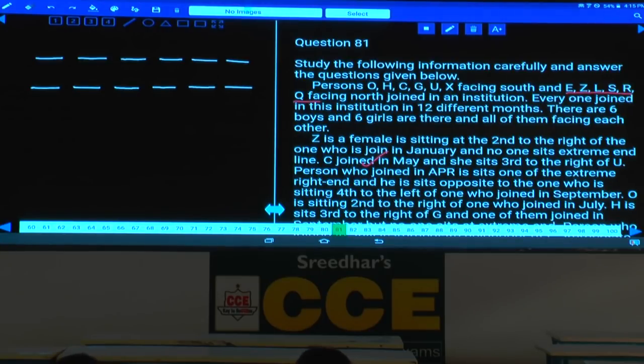Now 6 persons. Now OHC, GUX are the persons facing south. First we should represent that information because all these elements are not in a specific order at the same time. And EZL, SRQ are the persons who are facing towards north.